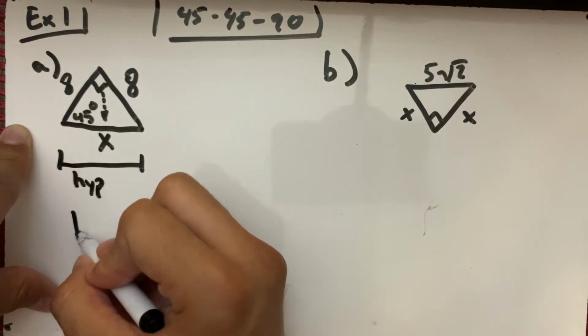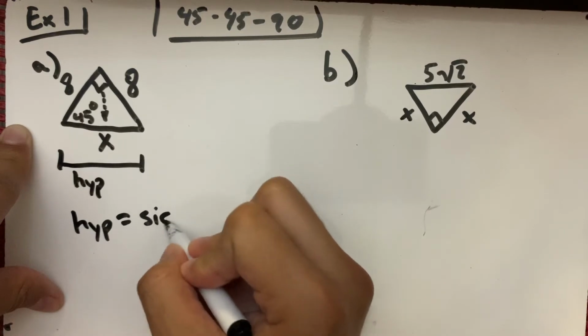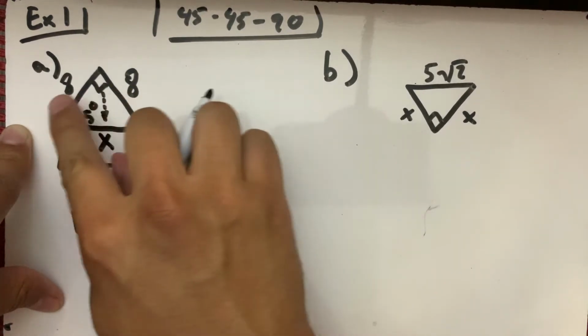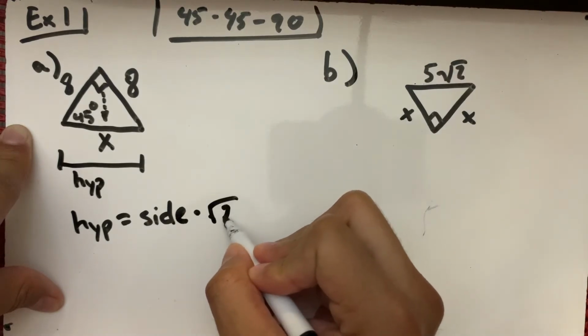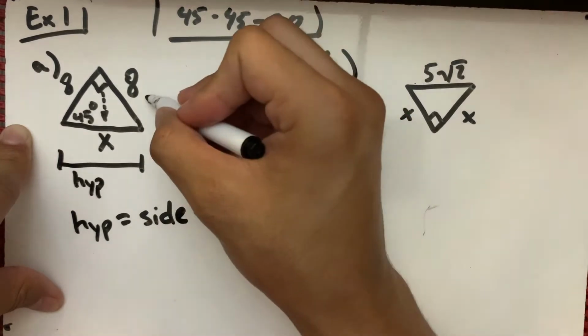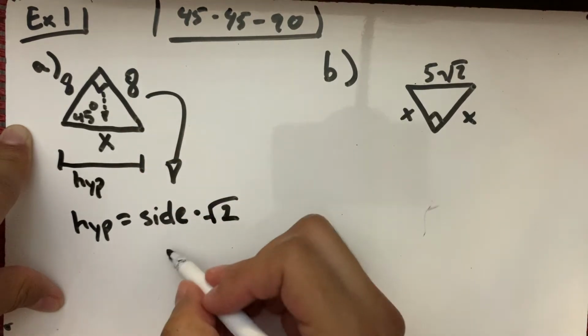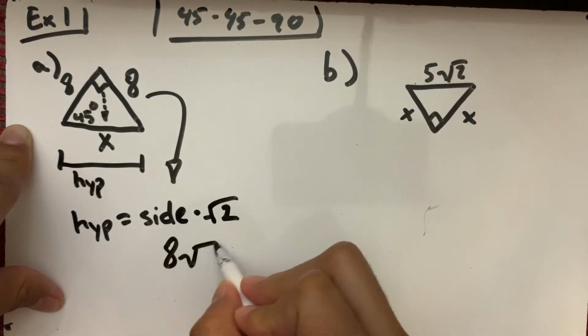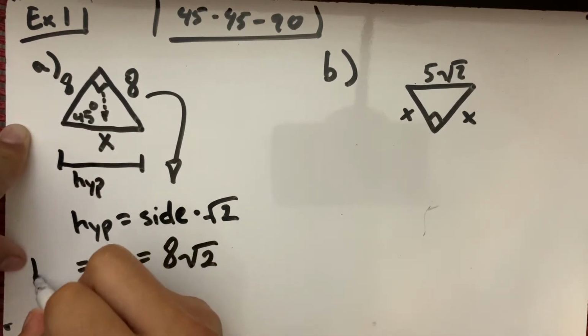So the hypotenuse is equal to the side. It doesn't matter what side you have because they're going to be equal. So side times the square root of 2. So in this case, the side is equal to 8. So 8 times the square root of 2 is going to be this. And this equals x, which equals the hypotenuse.